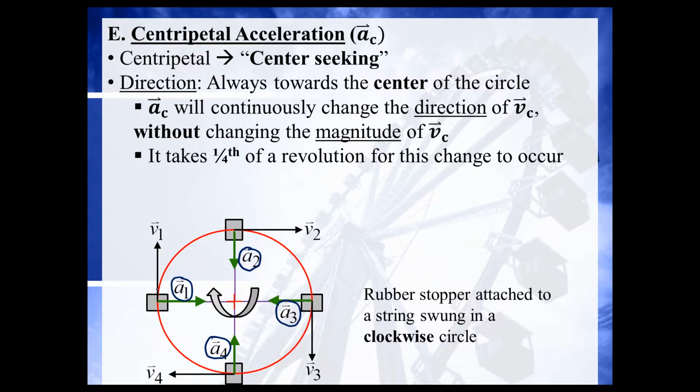So this is why it is necessary for the acceleration vector to always point towards the center of the circle. Because what it does is constantly change the direction of my velocity vector every quarter of a revolution.